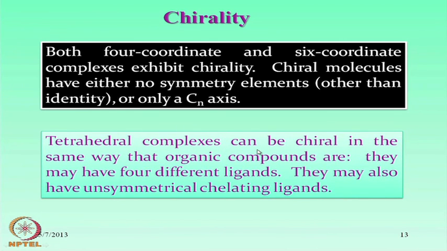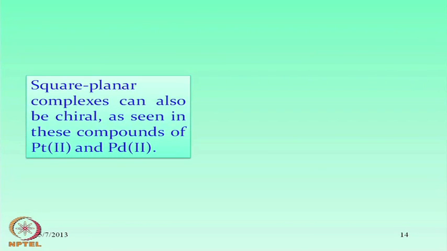So, tetrahedral complexes can be chiral in the same way that organic compounds are. That means, if we have a carbon center, and carbon we all know is bound to 4 other groups in tetrahedral orientation, in the same fashion, if we have a metal ion center with 4 different ligands attached to it, and they can be unsymmetrically chelating ligands also, then that particular arrangement can give rise to a chiral center at the metal ion.